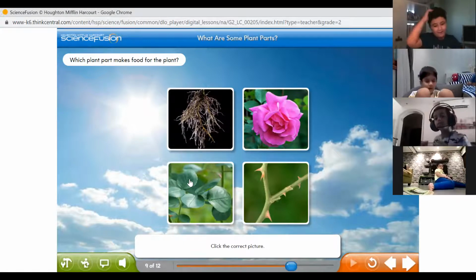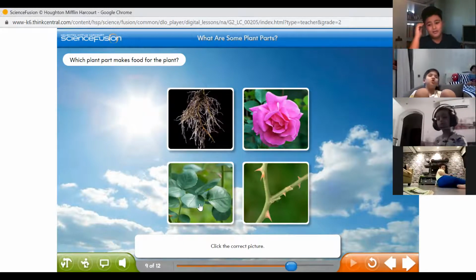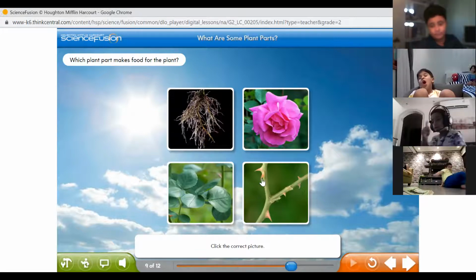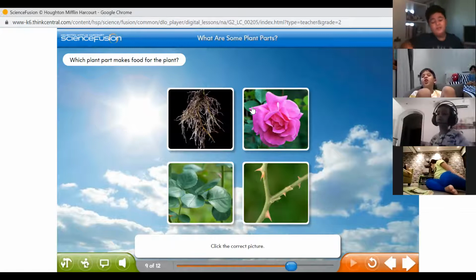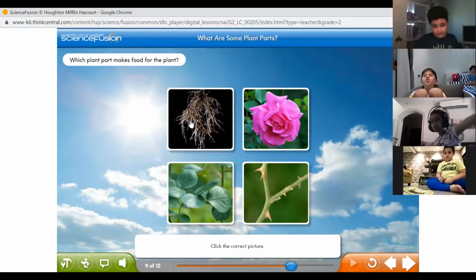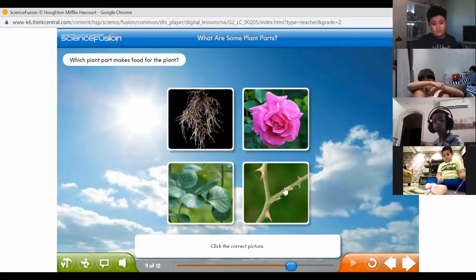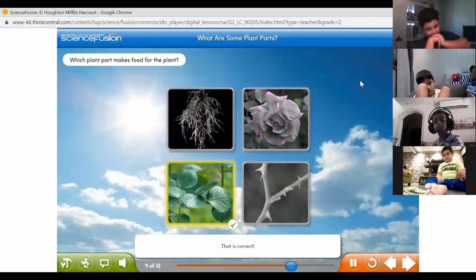I don't know. Stem. Are you sure the stem makes food with photosynthesis? Okay, this is the root, this is the flower, this is the stem, and this is the leaf. The stem. Are you sure it makes food with photosynthesis? The leaf. Excellent. That's correct.